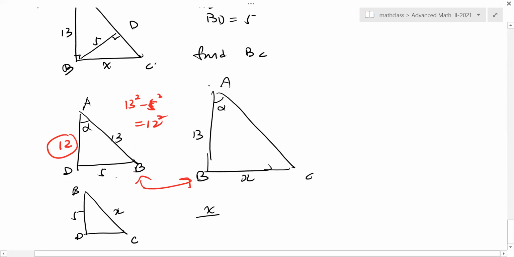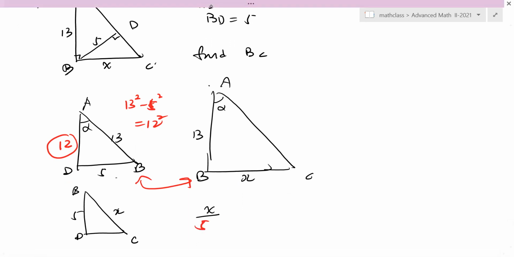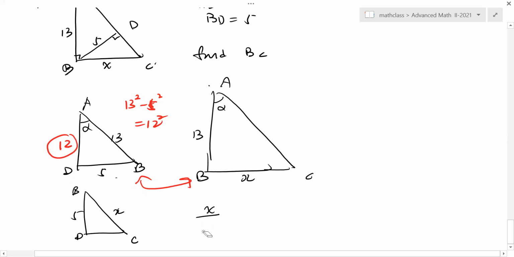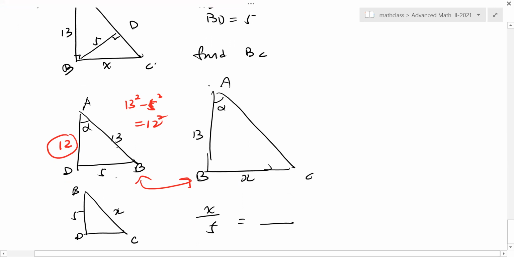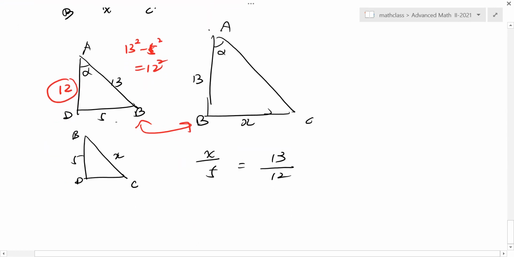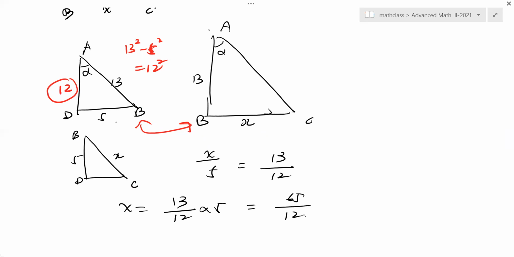You can say that X over 5 is going to be 13 over 12. Then X is going to be 13 over 12 times 5, and multiplying this out, that will be 65 over 12. All right, so that is the answer. You needed to find AD to solve this problem, so the smaller triangle is not needed.